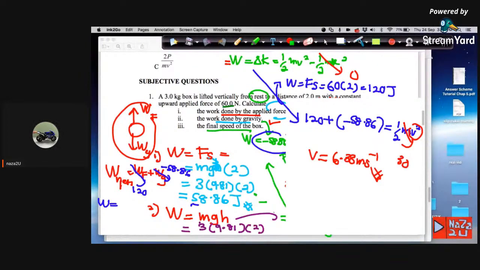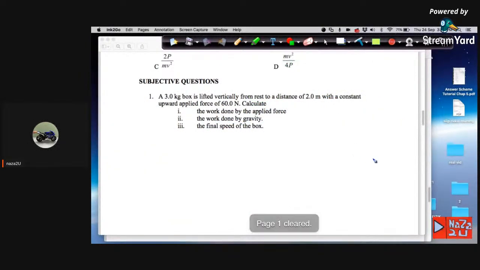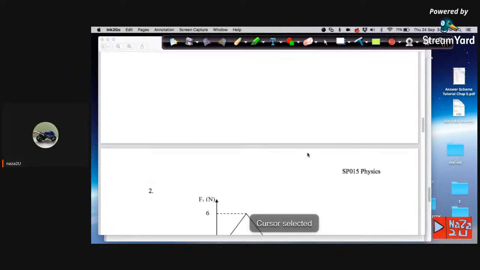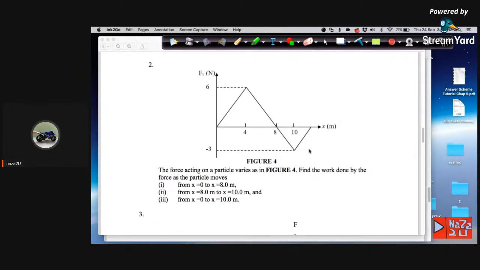Okay, so number 1. Finish. Continue to the number 2. So we have number 2 here. All right, question number 2. Okay, question number 2. Okay. Ini dia bagi dalam bentuk graf ya. Alright. Okay.